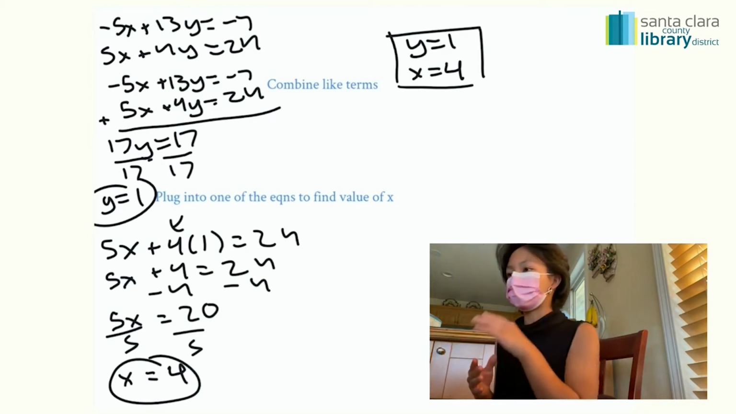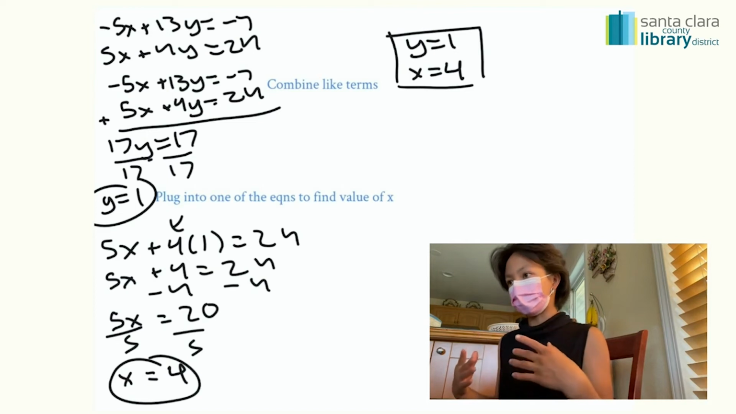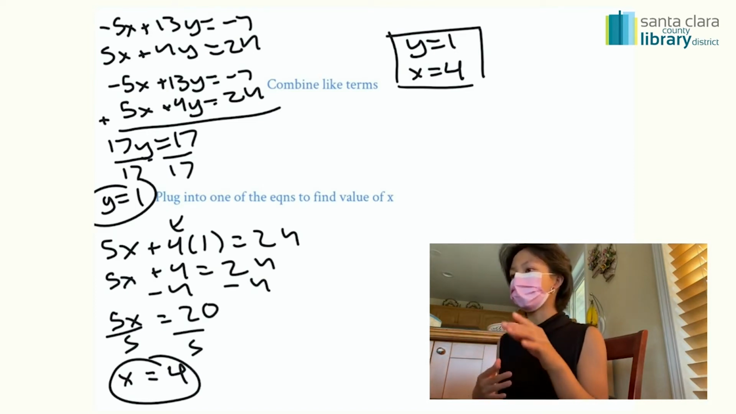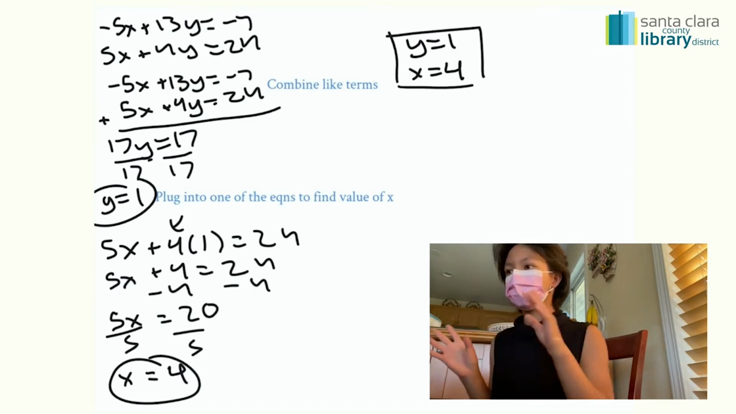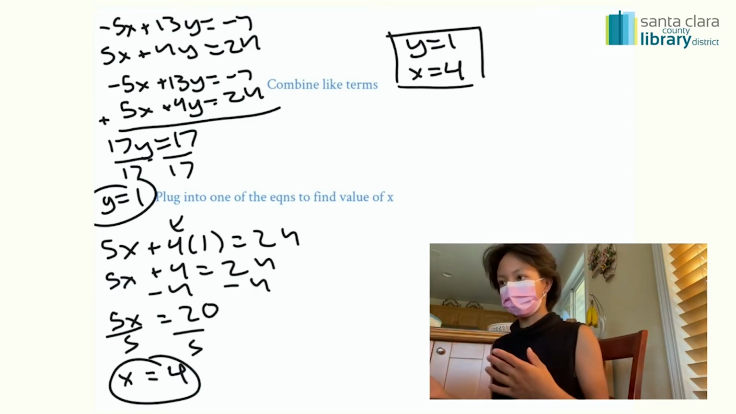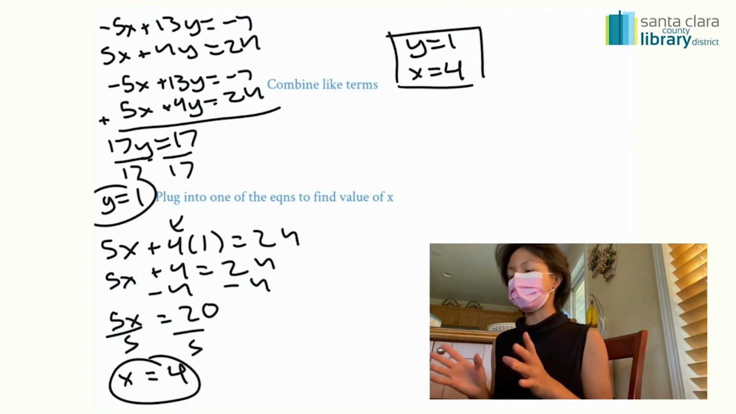Negative 5x plus 5x equals 0, so they cancel out. And then 13y plus 4y equals 17y. We have that on the left side equals negative 7 plus 24. That is 17. Divide both sides by 17 and we get y equals 1.